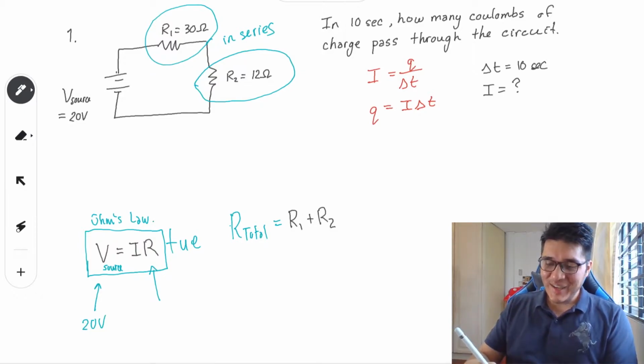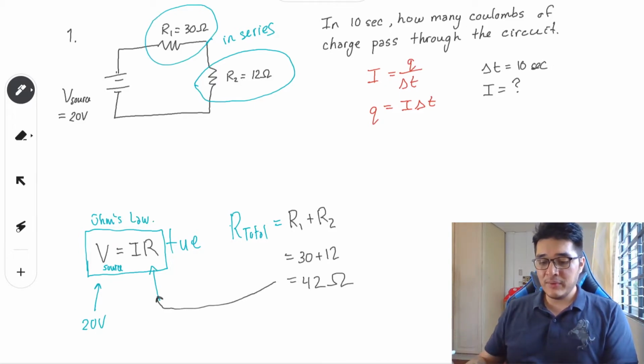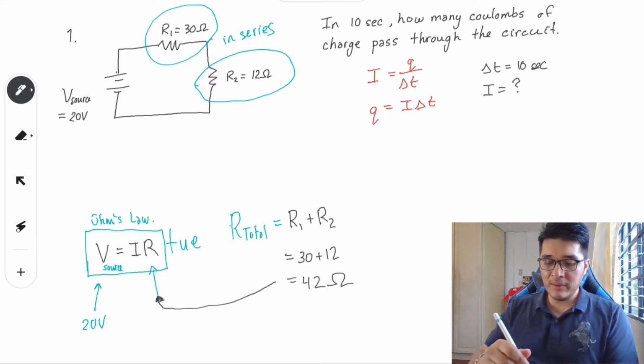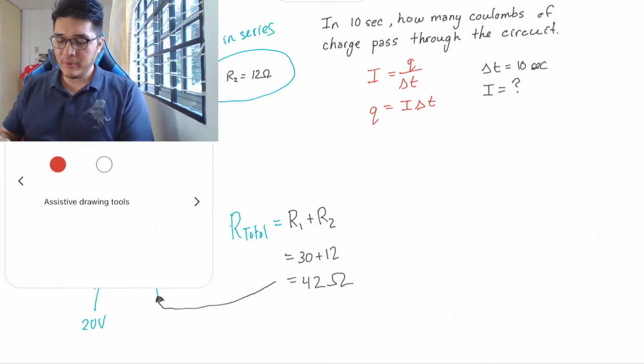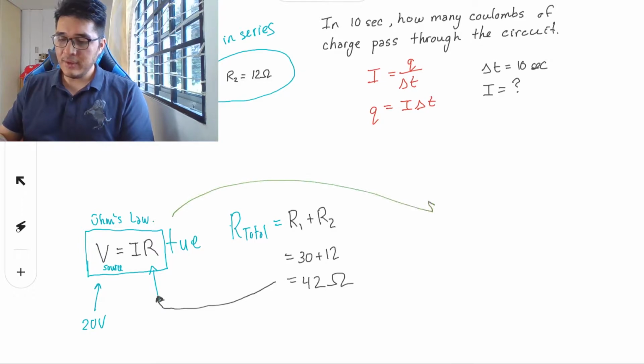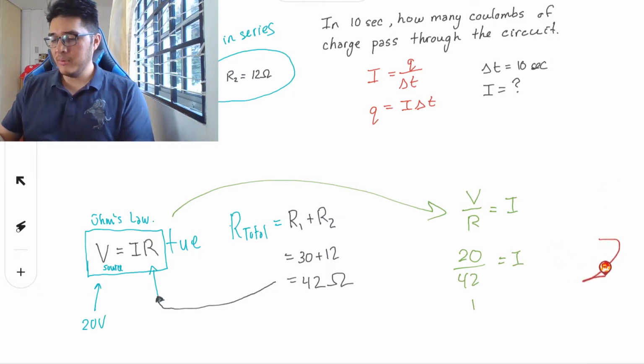Oh no. Okay, so let's add these together. It's going to be 30 plus 12, 42. So now all we need to do is isolate for the current. So rearrange the formula. What do we get if we rearrange the formula? V over R equals I. So 20 divided by 42. What is it? 10 over 21?